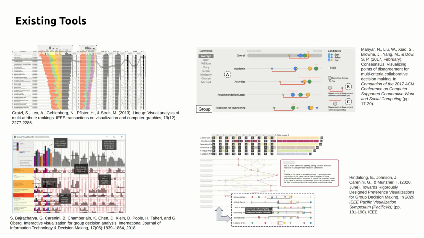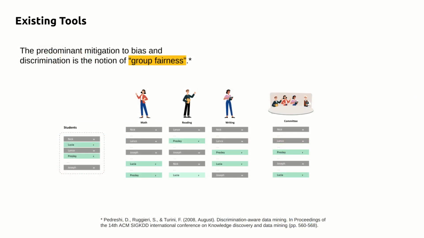Here are some of the tools that can be used to generate consensus rankings or generate and analyze rankings in general. Now, we want to extend the consensus generation process to include bias mitigation algorithms. In the fairness community, the predominant mitigation to bias is the notion of group fairness. Group fairness is conceptualized as treating groups similarly. And in the scenario we showed earlier, the goal is to treat all gender groups equally while ensuring that we still maintain a certain level of consensus. And a possible fair consensus ranking could be something like this, where male candidates are not over-advantaged.